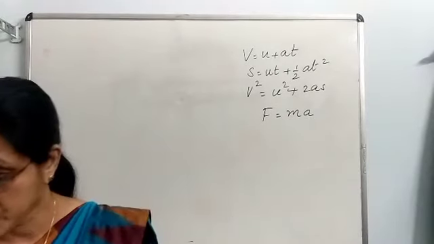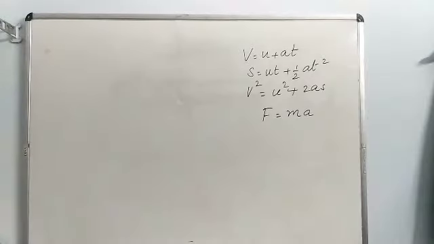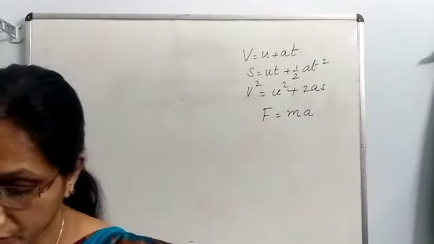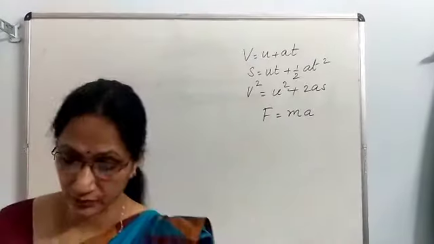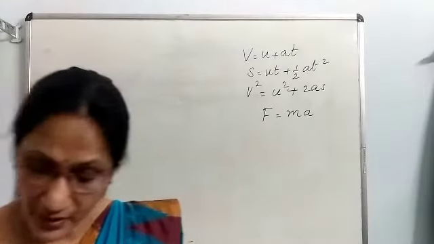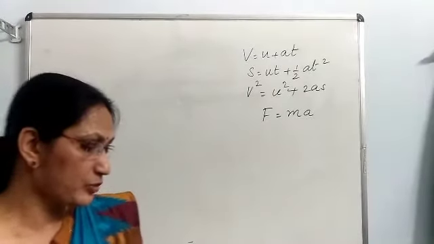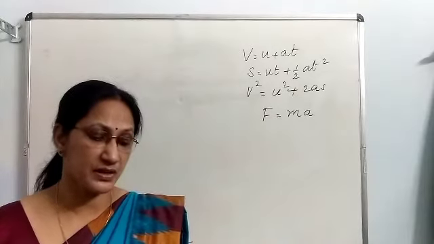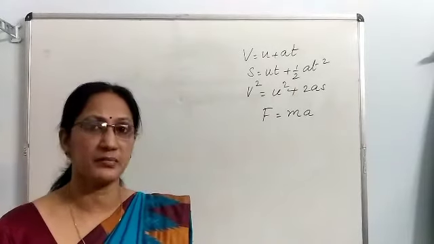You may see a textbook, page number 5. Question is given. I will read out the question and show you how to solve it. A body of mass 5 kg moving with a velocity of 4 meter per second is brought to rest after covering a distance of 10 meter.